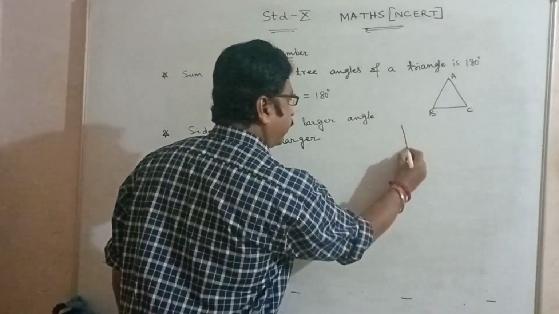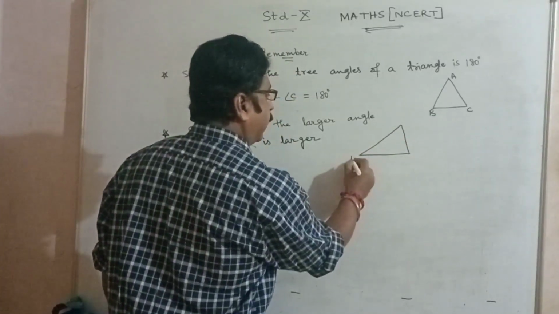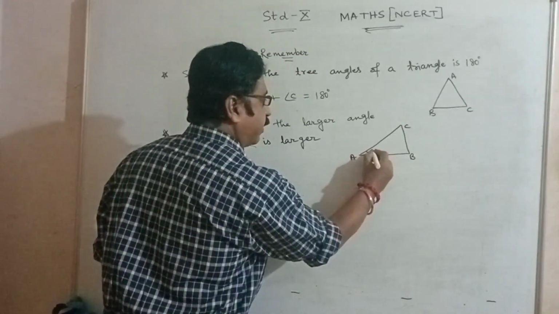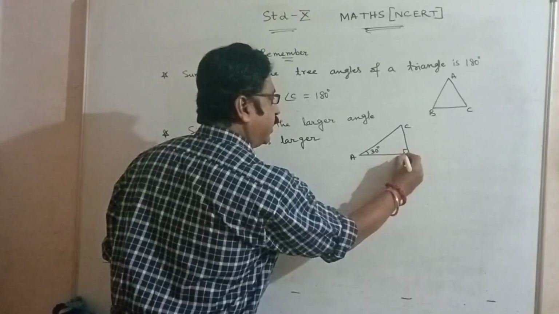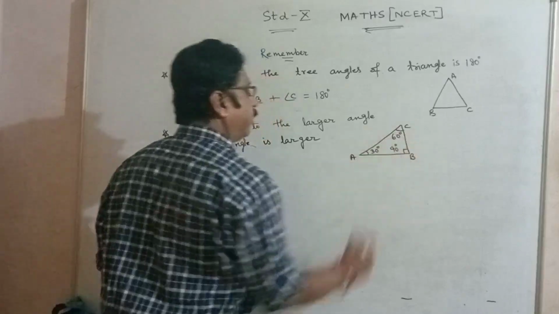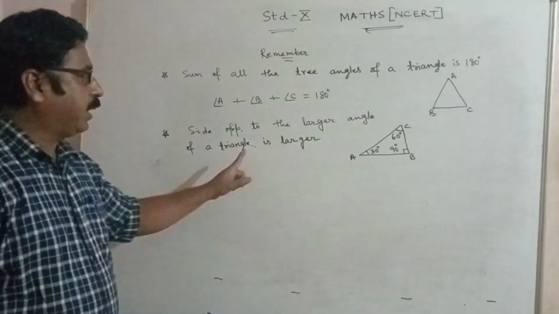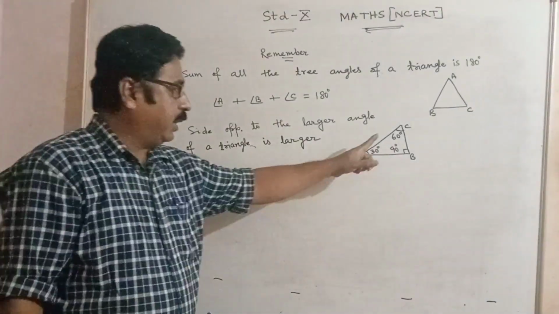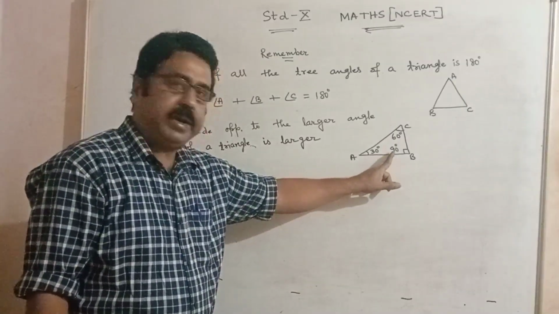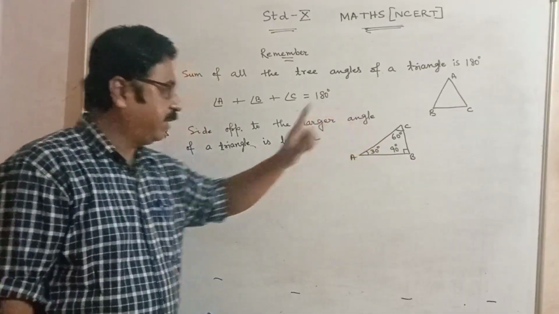Suppose it is a triangle ABC. Angle A, suppose 30 degrees. Suppose angle B is 90 degrees. Angle C is 60 degrees. Side opposite to the larger angle of a triangle is larger. So in this triangle ABC, three angles are there. Which is the largest one? 90 degrees. Angle B is the largest angle. Now opposite to this angle, what side is there? AC.